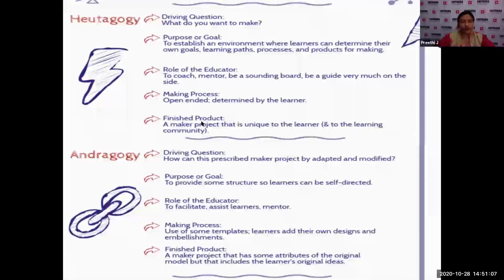So again, just to compare, this is from an example I found on the net, where if it's heutagogy, the question is, what do you want to make? So there is a group of students, it's a maker's project, and the question is very broad. What do you want to make? If it is andragogy, the faculty would ask, well, there is a project, how would you like to modify this? How would you like to adapt? This is something that already exists.